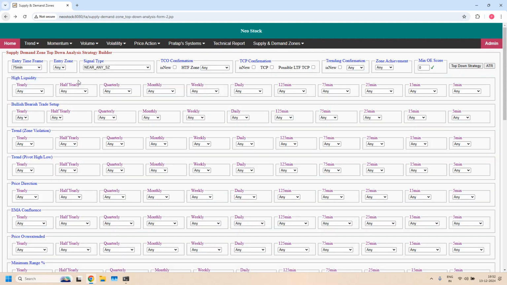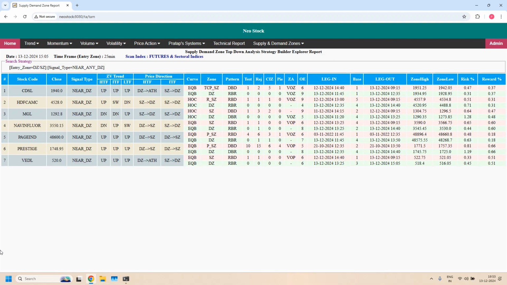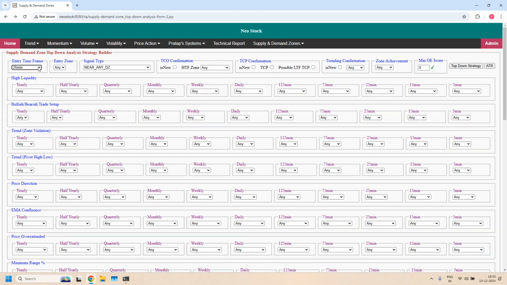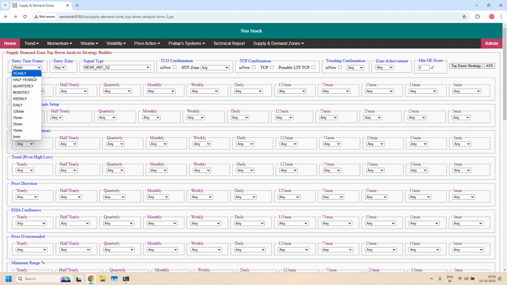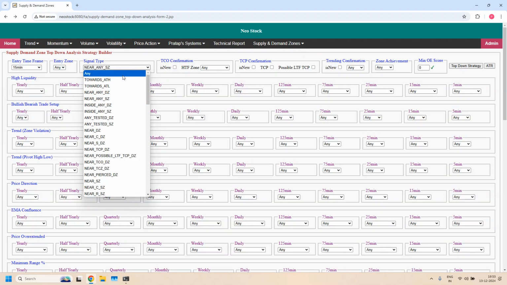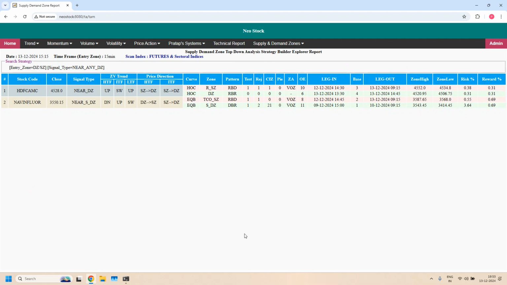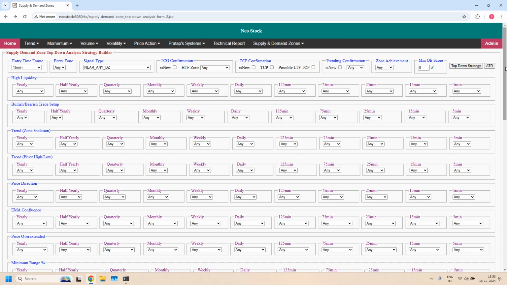Okay, next time frame is 25 minutes. Stocks near 25 minutes demand zone. 7 stocks are filtered. Next 25 minutes time frame, stocks near 25 minutes supply zone. 11 stocks are filtered. Next time frame is 15 minutes. Stocks near 15 minutes demand zone. 2 stocks are filtered.